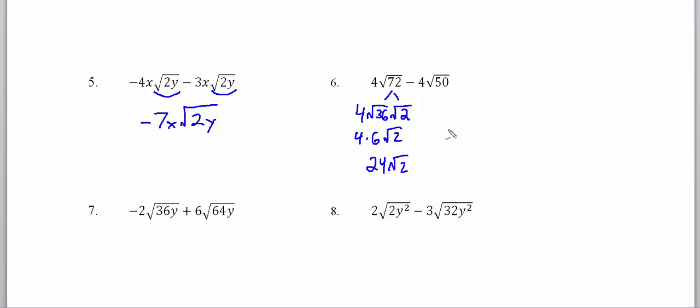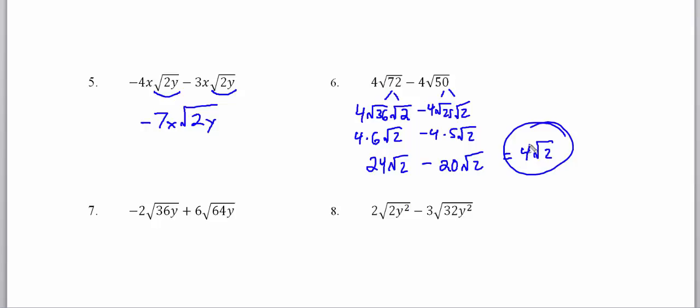The 4 times square root of 50, the square root of 50 can be broken down into the square root of 25 times the square root of 2. And that would then make this a minus 4 times 5 times square root of 2, or minus 20 square roots of 2. So the total becomes 4 square root of 2. That is the answer to the problem.